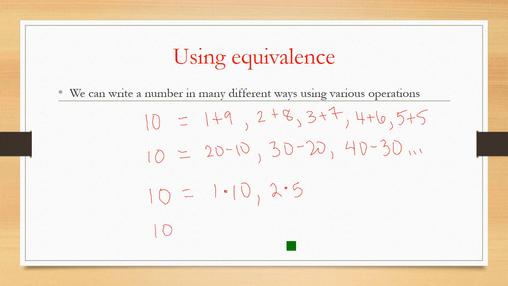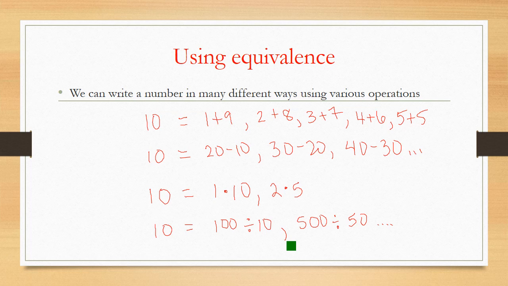And what about division? We could write 10 as the quotient of 100 divided by 10, or 500 divided by 50. There we go, that's what I meant to write, 500 divided by 50. So there are many different ways we could write 10 using division. All of these numbers are equivalent.